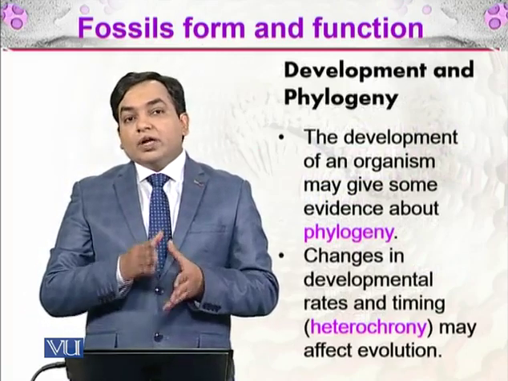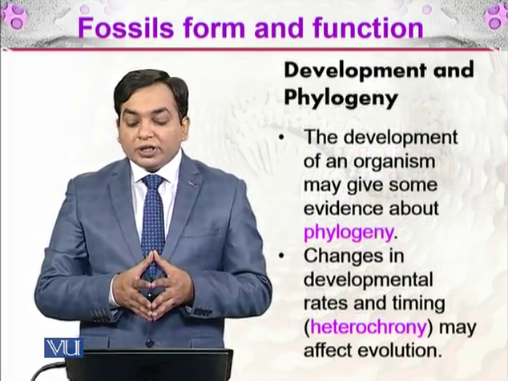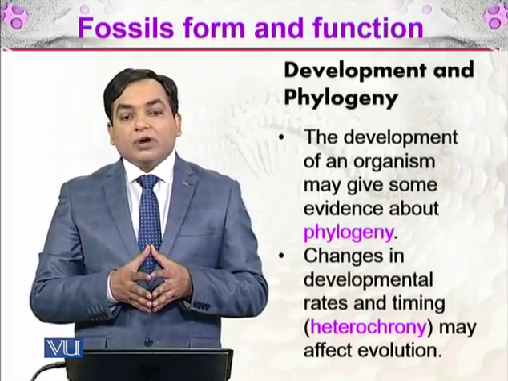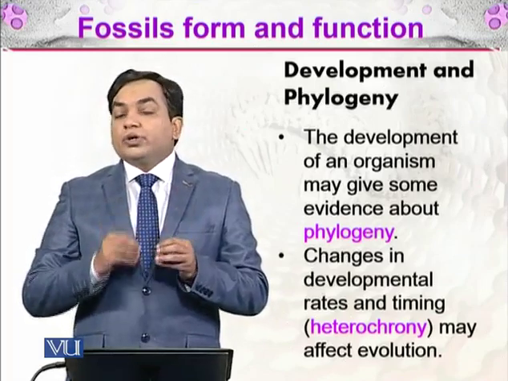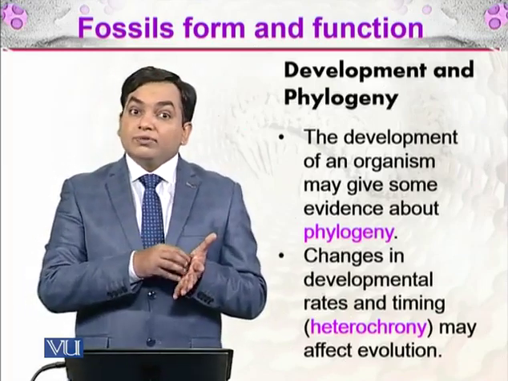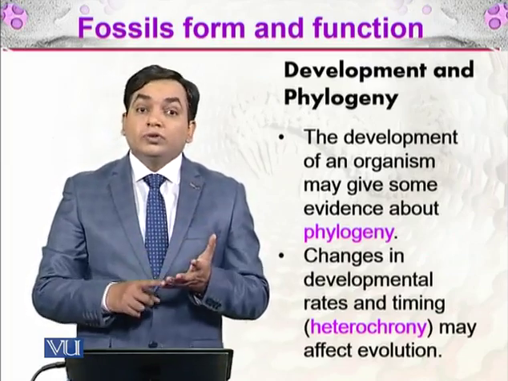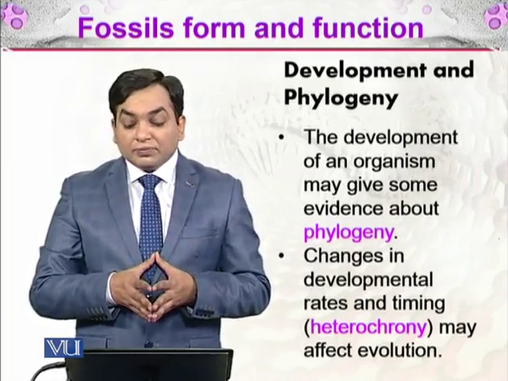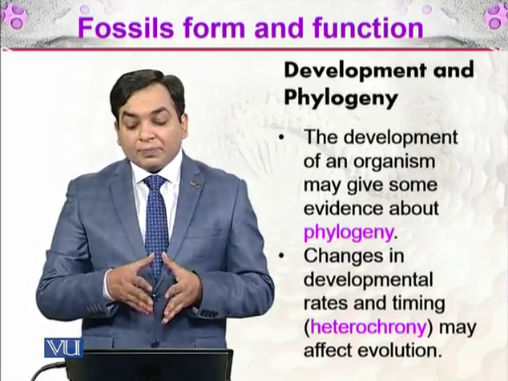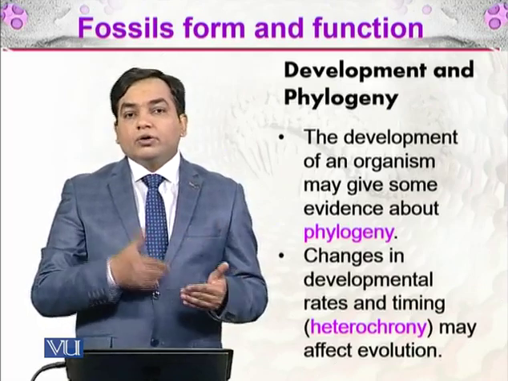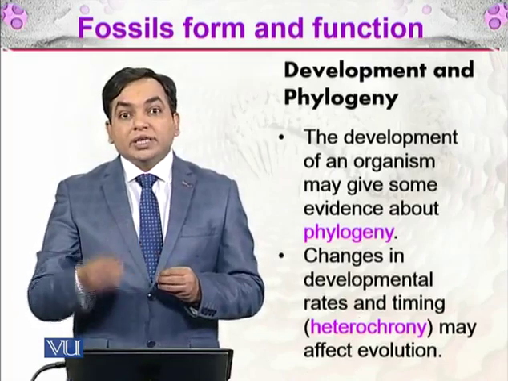Now, development and phylogeny are also quite related to each other. The development of an organism may give some evidence about phylogeny. If you look at the embryos of different organisms and how they change during development, that gives you a window of observation into how an organism has evolved throughout history. Changes in developmental rate and timing, which is heterochrony, may affect evolution. Hetero means different, chrony means time. So changes in timing also give some insight about evolution.